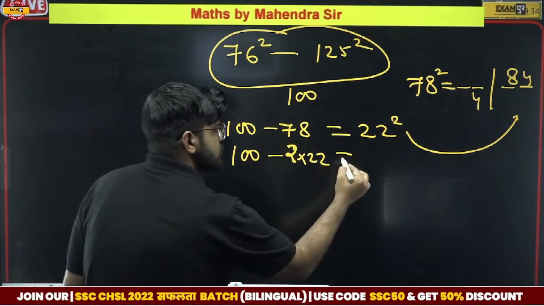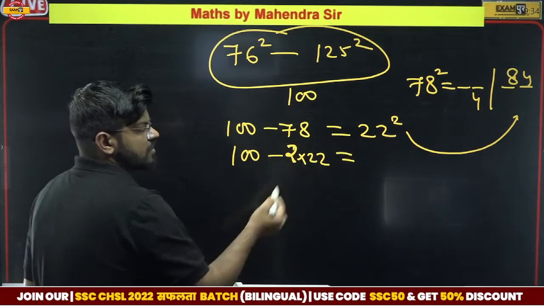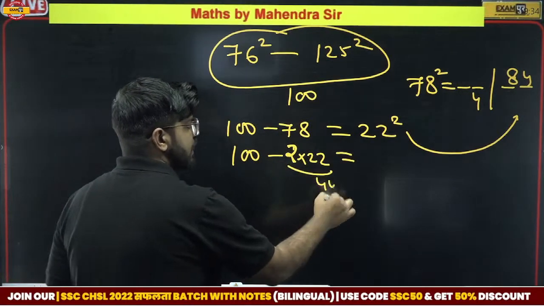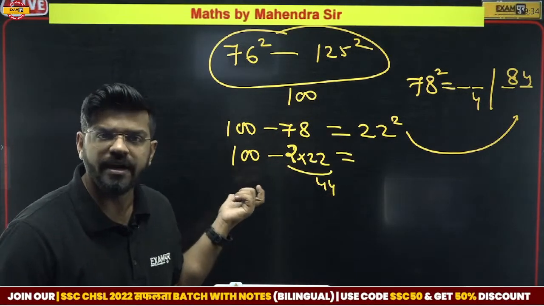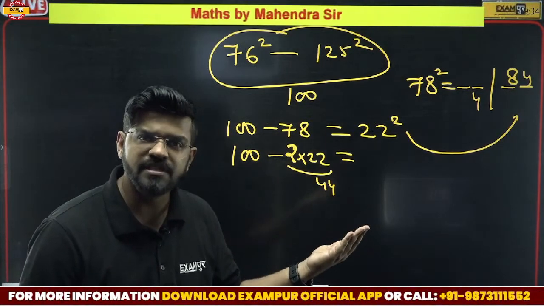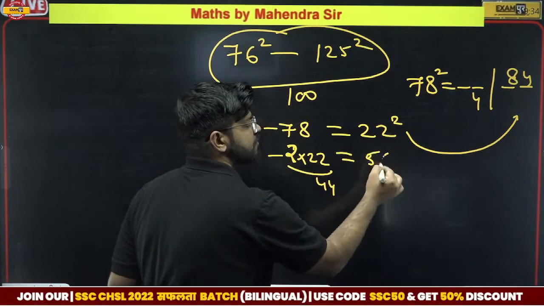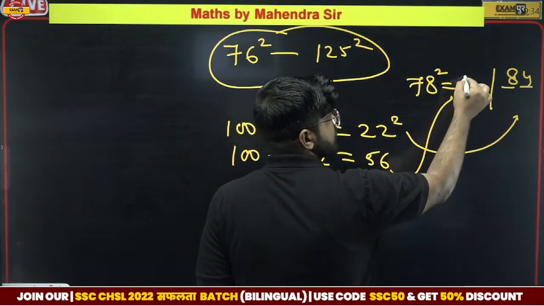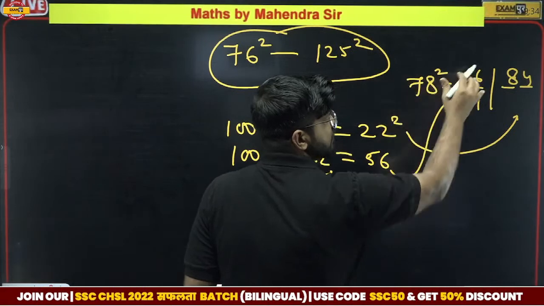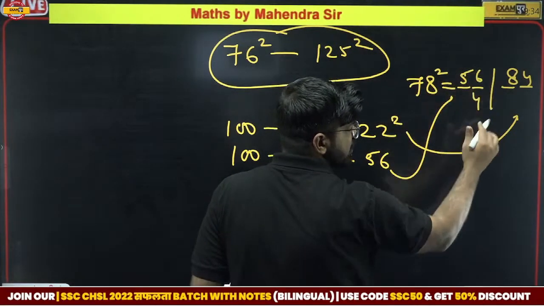So now we have here 44. We can easily minus 44 from 100. Just minus 40, it will be 60. Now minus 4, it will be 56. So this will be 56. Now just put this 56 here.